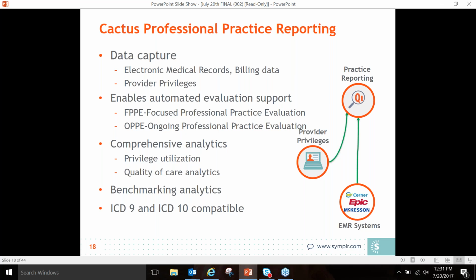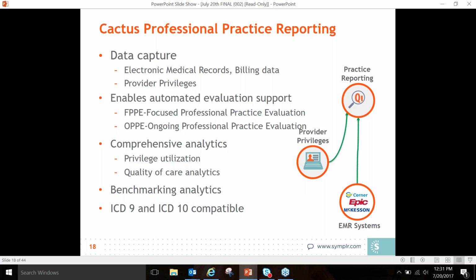So this way, you can look at these reports and say, well, you know what? He hasn't performed that privilege in a year. So that's a good idea for a focused evaluation, maybe at reappointment, to see if he still wants that privilege, or if he can still use that piece of equipment. Maybe we need to do a simulation to make sure he can, or a proctoring to see if he's comfortable, and so on and so forth. So it gives you some really good data for helping you with your other evaluations.